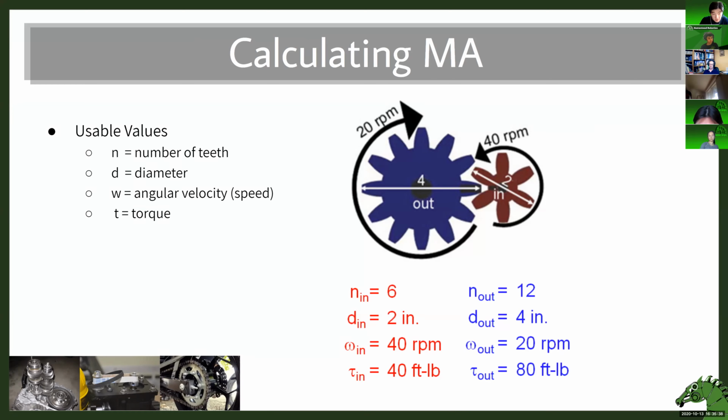So in this case, why is that reversed? I feel like this should be the other way. Anyways, this is a ratio of 2 to 1. So you get a gear ratio of 2, mechanical advantage of 2. Here, can somebody tell me why? In the chat, anybody have a guess? The key here is you can use any of the values: number of teeth, diameter, RPM, or torque.